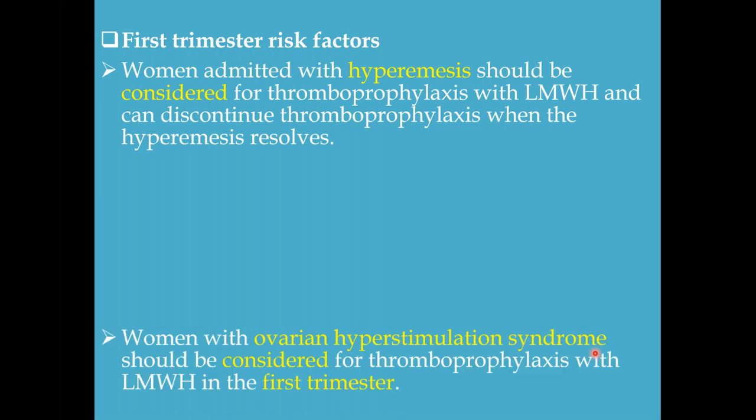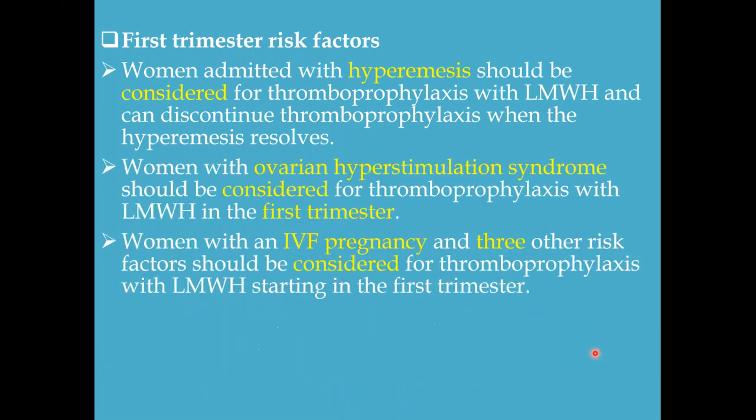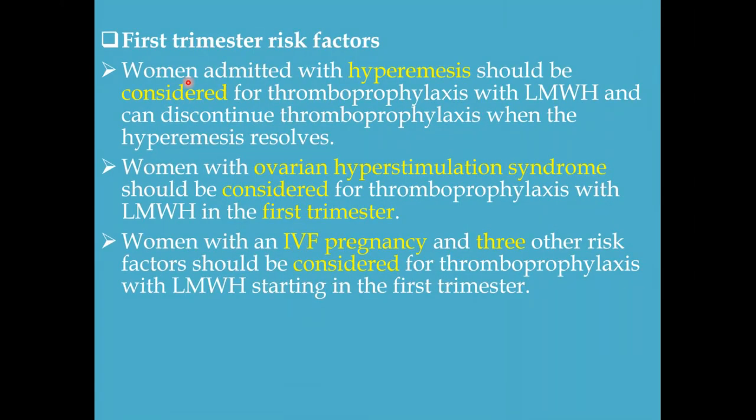What about the first trimester risk factors? Women admitted with hyperemesis should be considered for thromboprophylaxis with low molecular weight heparin and can discontinue thromboprophylaxis when the hyperemesis resolves. So if the patient has hyperemesis gravidarum and is admitted in the first trimester, we will give her thromboprophylaxis.